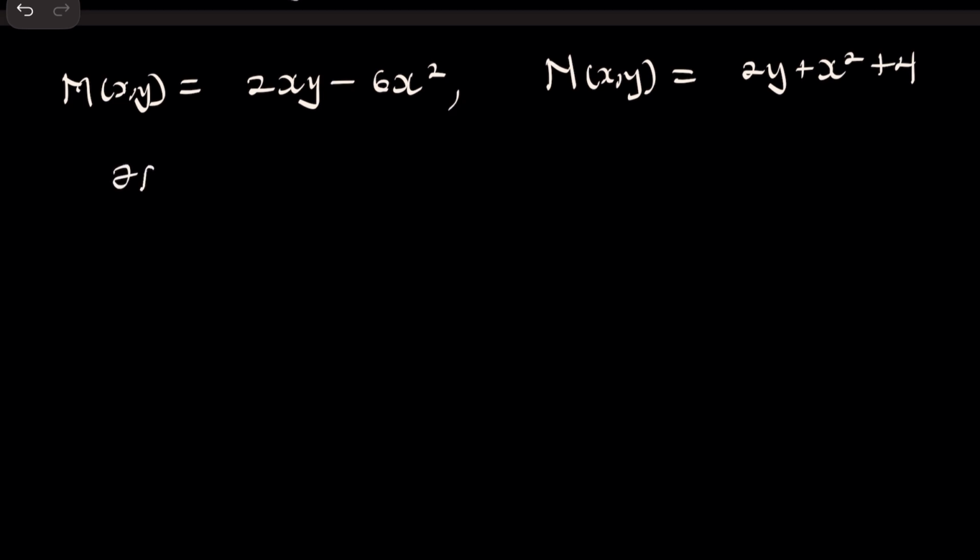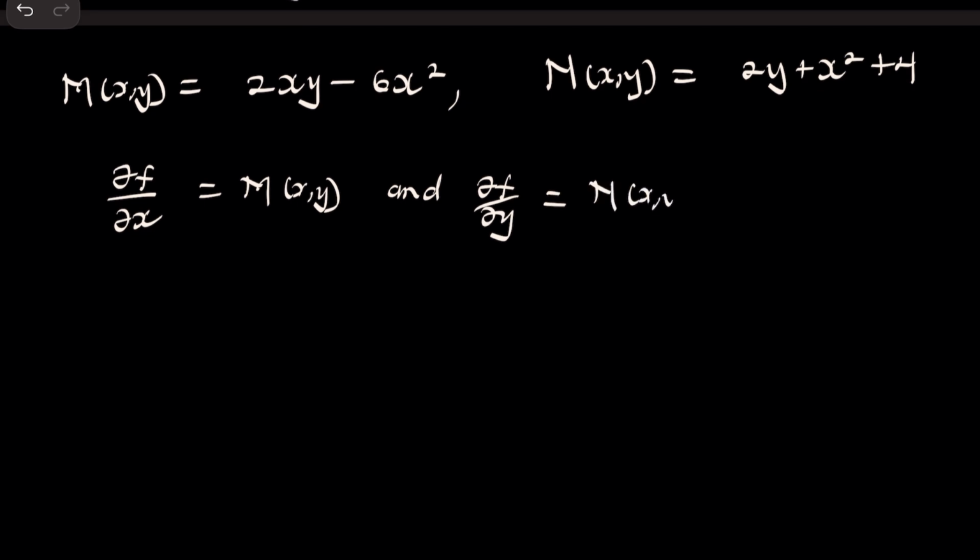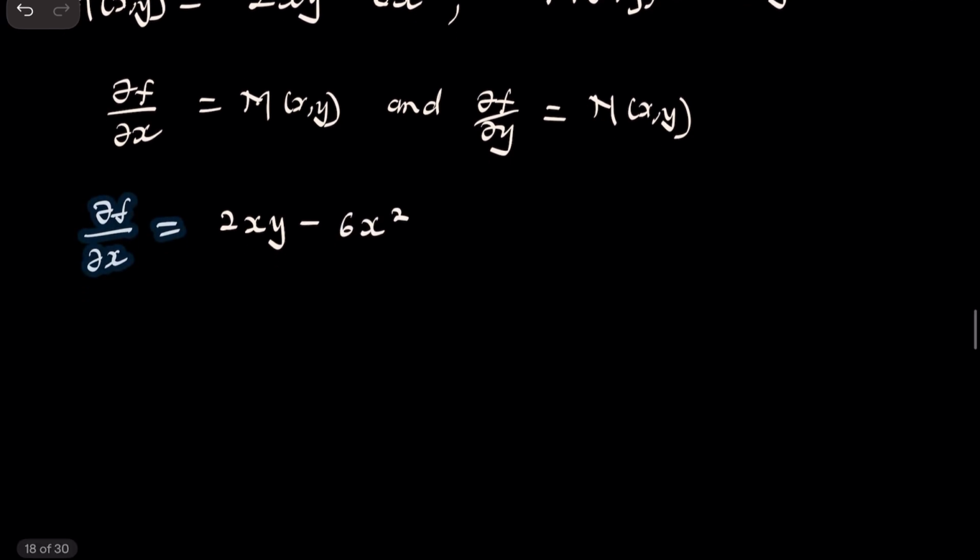By definition, partial of f with respect to x is equal to M(x,y), and partial of f with respect to y is given as N(x,y). And so let's work with this first equation. Thus, we are going to say that partial of f with respect to x is equal to, now M(x,y) is defined to be 2xy minus 6x squared. So we are going to have 2xy minus 6x squared.